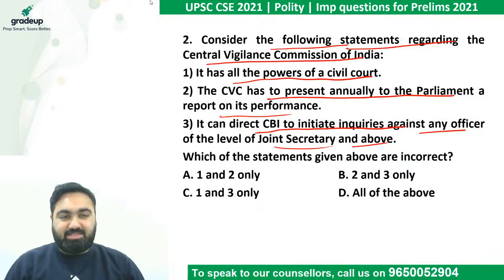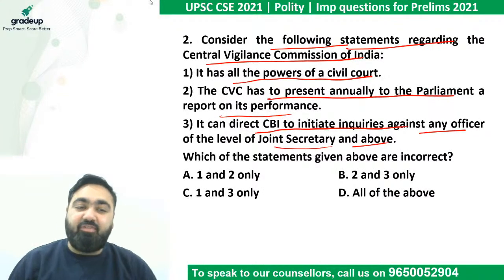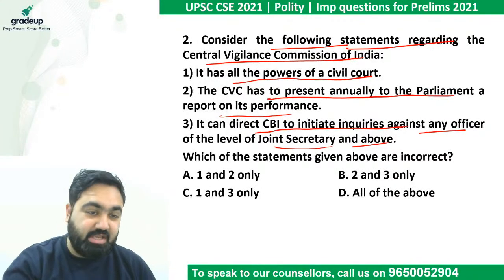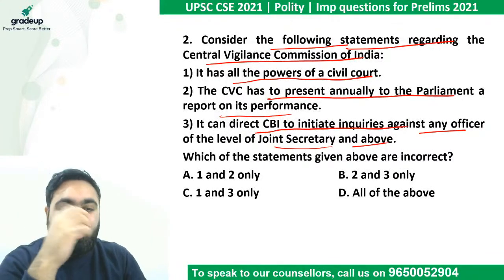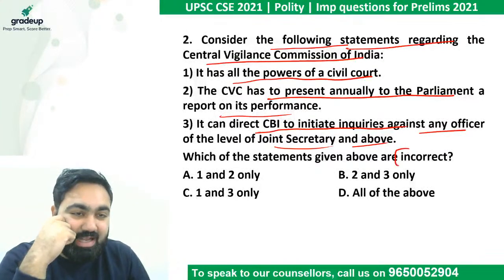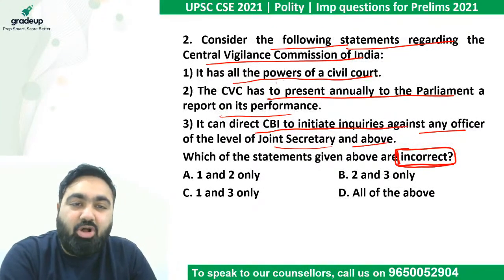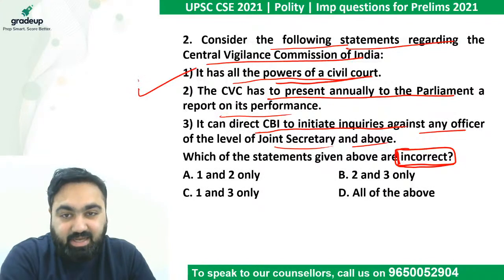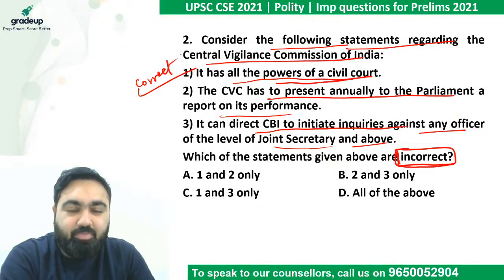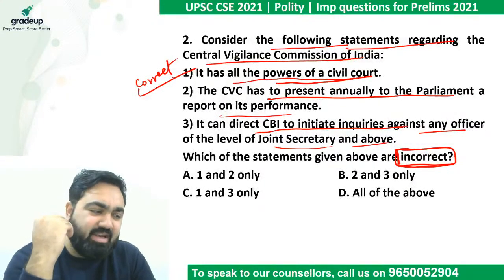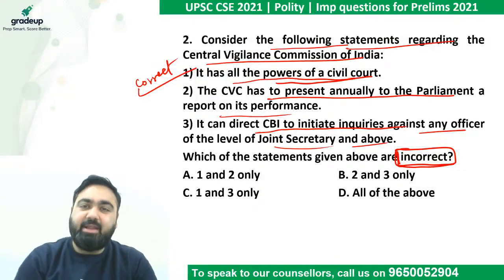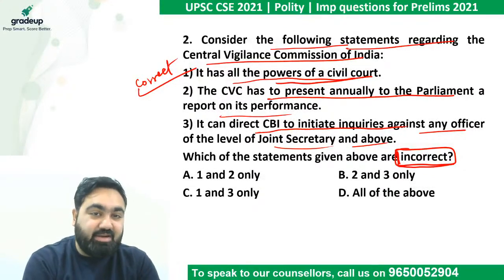Okay, so a lot of answers have come in, but let's see if your answers are correct or not. First of all, you have to understand that you had to tell the incorrect statement. First, it has all the powers of a civil code. This is correct. CVC has the powers of civil code, means it can call people as a witness, it can ask people to testify, it can ask for evidence, etc.